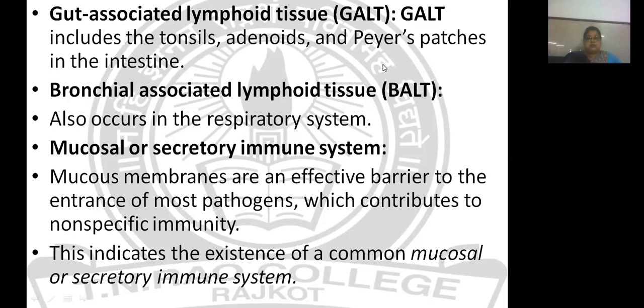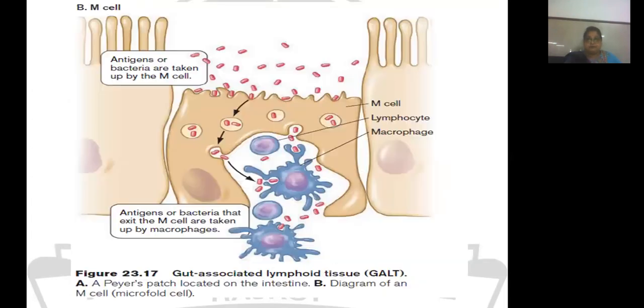The mucosal or secretory immune system is very important to provide local immunity. As we have discussed, mucous membranes are an effective barrier against the entrance of most pathogens, which contributes to non-specific immunity. So it is a part of the innate immune response. These indicate the existence of a common mucosal or secretory immune system. Here you find a certain specific immune response via production of IgA. The M cell is the entry point.